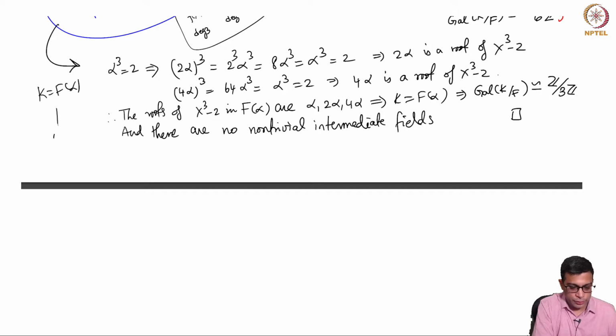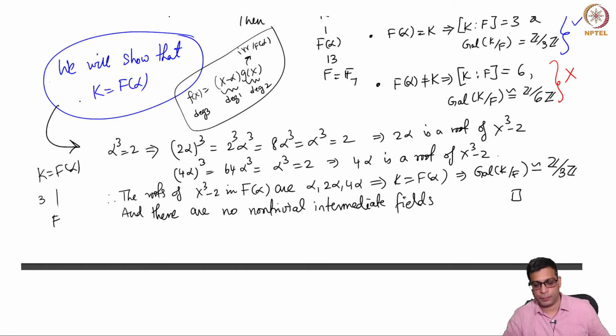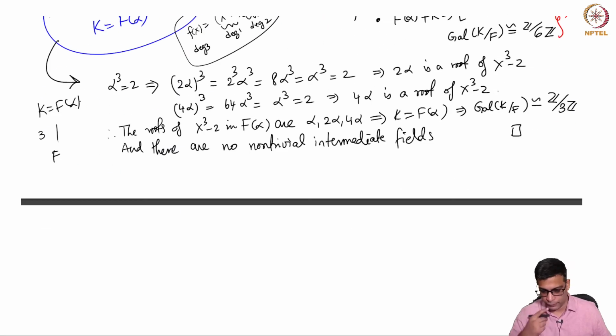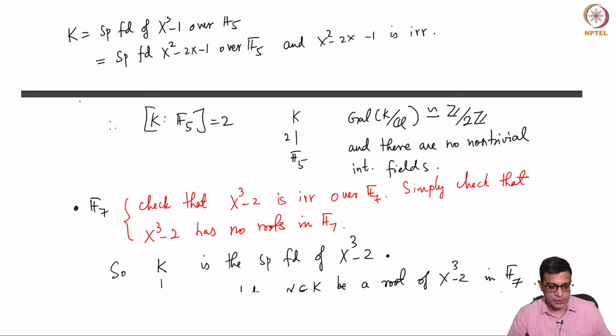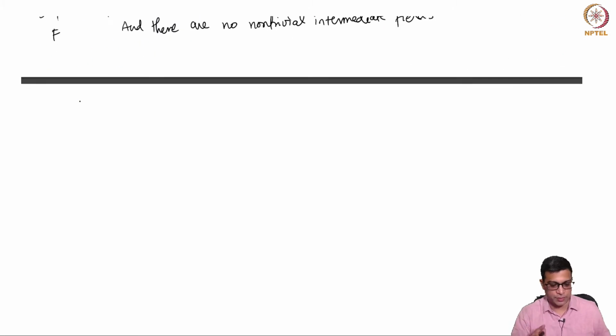So if you take any field here, the product of this number and this number is 3. So one of them has to be 1, in which case L will be equal to F or K alpha. So in general, if you have a prime degree extension, it won't have any proper or non-trivial intermediate fields. So that solves this problem. Okay, so this completes this particular problem.